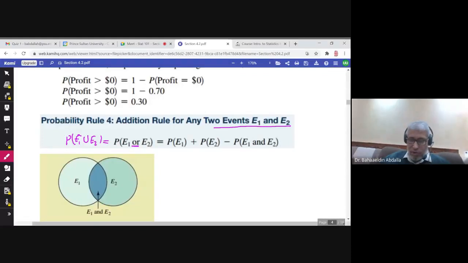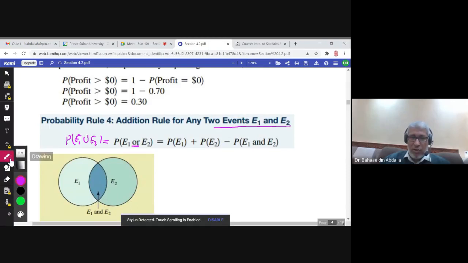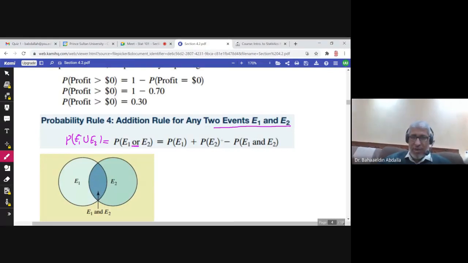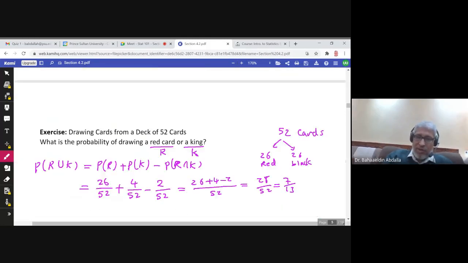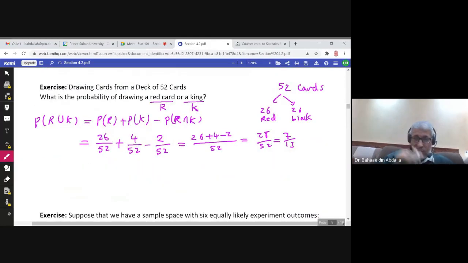The rule we mentioned in section 4.2 is the addition rule for two events, for any two events. We said that the probability of E1 union E2 is equal to the probability of E1, close the mic please, Shabab. Probability of E1 plus probability of E2 minus probability of the intersection. And we studied one example, which was this exercise.